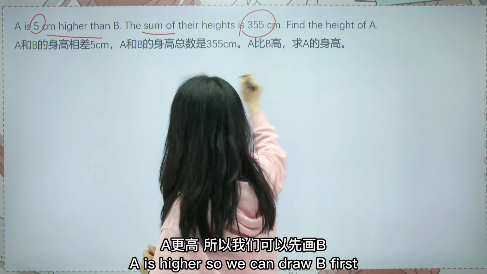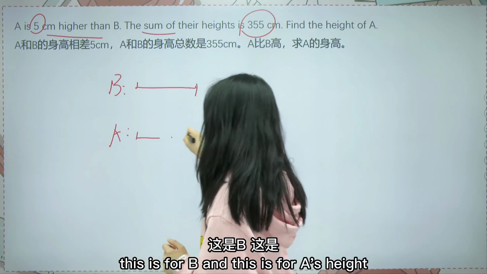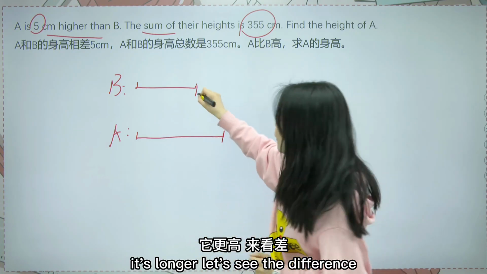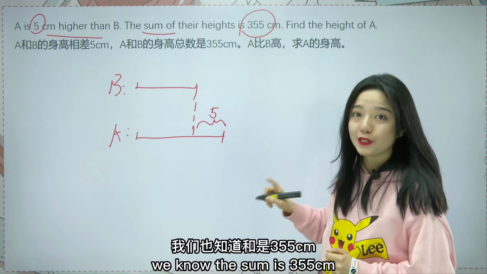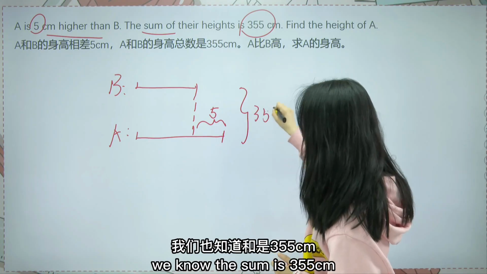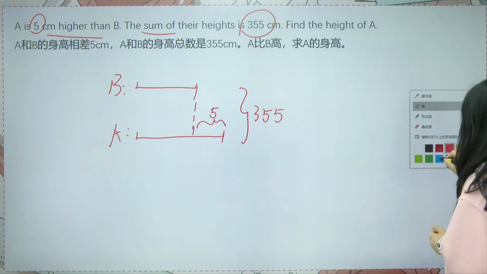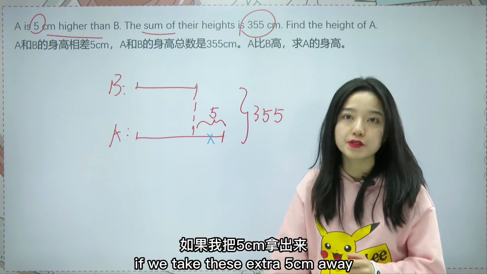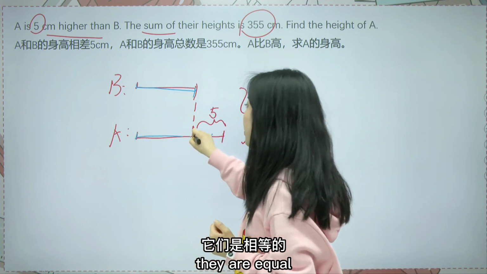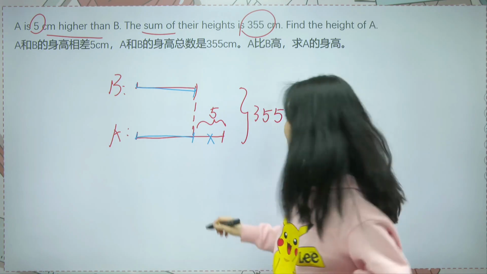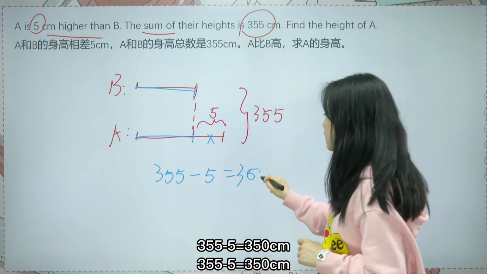Who is shorter and who is higher? A is higher, so we can draw B first. This is for B, and then this is for A's height. It's longer. The difference for this question should be 5 centimeters. Also, we know the sum is 355 centimeters. Let's find a way to make both equal. If we take this extra 5 centimeters away, now the remaining two lines, they are equal. And what's the sum of them? 355 minus 5 equals 350 centimeters.